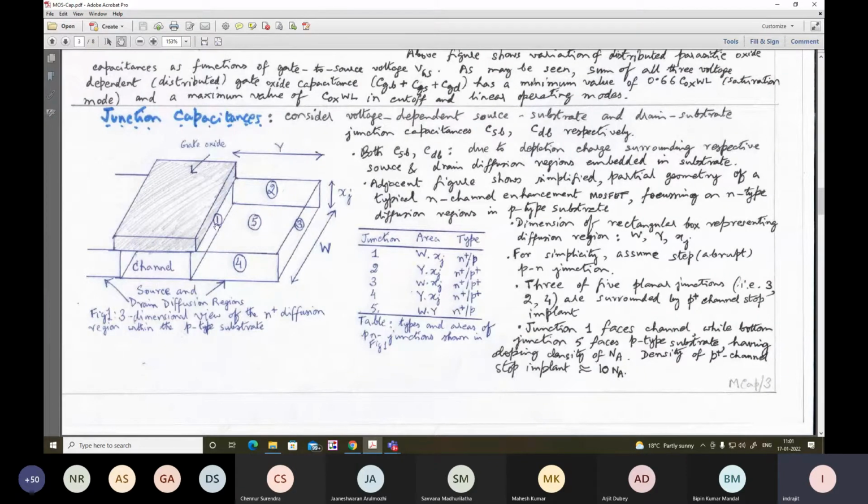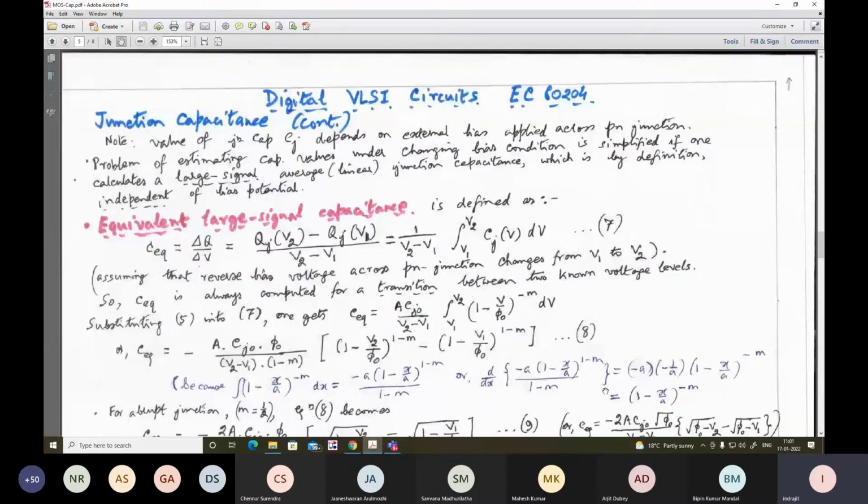So we are considering 1 and 5 together because they have the same built-in potential and voltage equivalence factor. On the other hand, we are considering 2, 3, and 4 together because they have the same built-in potential and voltage equivalence factor. Again, these 2, 3, and 4 have a common boundary wall and boundary height, that is xj, the junction depth. So for 2, 3, and 4, the perimeter we are taking to be y plus w plus y, and the dimension, if you remember, was w multiplied by y. Here it is w multiplied by xj. Remember all this.